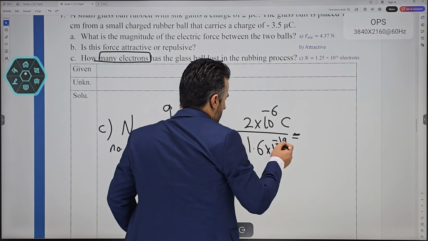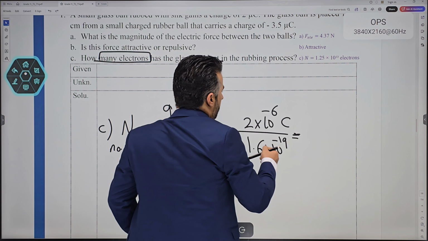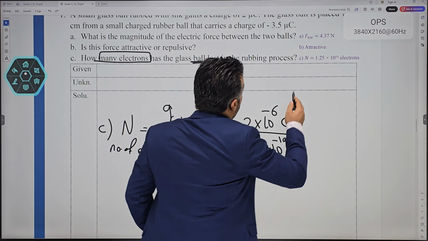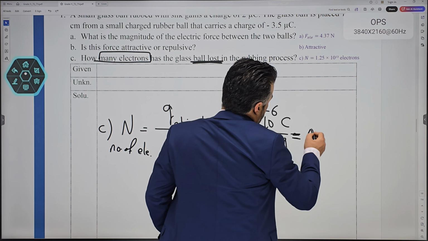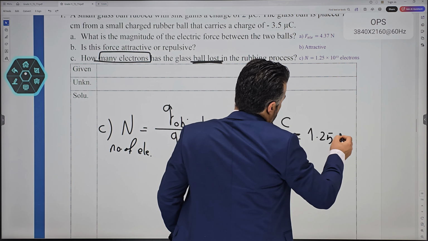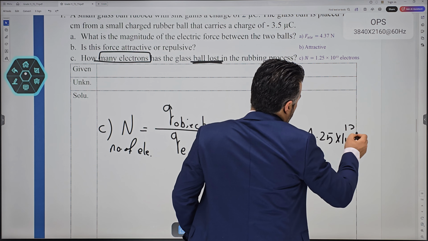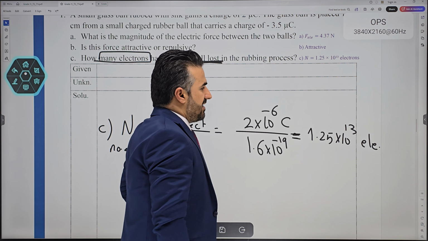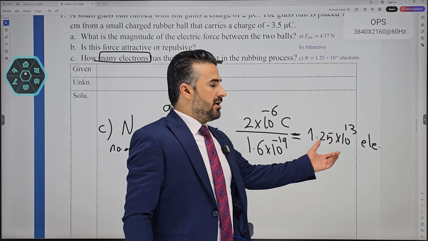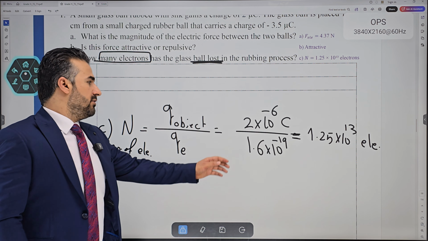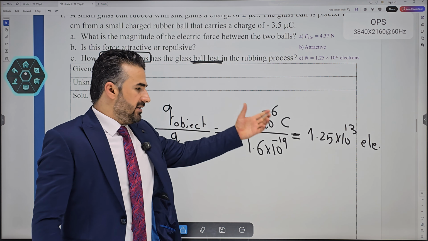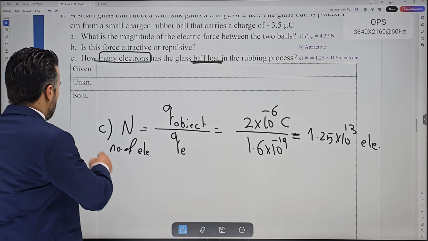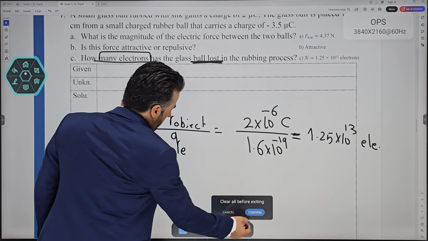So it is going to be 1.25 times 10 to the power 13 electrons. This is how many electrons the glass ball has lost to become positive 2 microcoulombs. This is how you do that. This was a very good question.